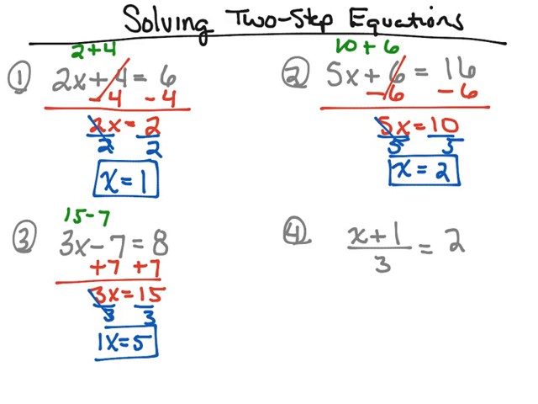Alright, let's take a look at number 4. Here we have x plus 1 divided by 3 is equal to 2. Now notice we're taking the x plus 1 and taking that whole thing and dividing it by 3. So the first thing I'm going to do is take care of that division by 3, and the way we're going to do that is by multiplying by 3. Remember, the opposite of dividing is multiplying. So now we have x plus 1 is equal to 2 times 3, which gives me a 6. Now I can do the second step, and that second step is to subtract 1.